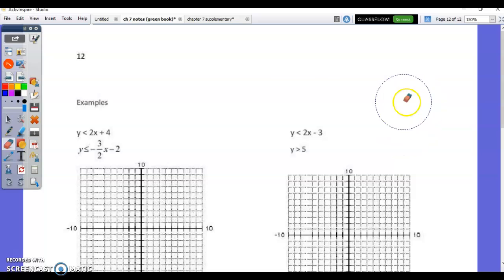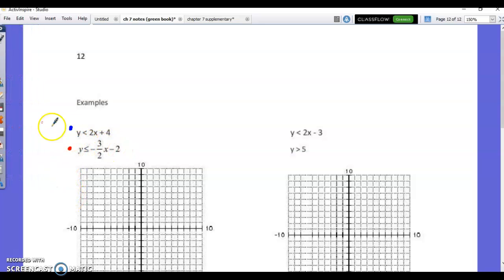So let's go ahead and go to this. Okay, these are already in slope-intercept form. What I like to do when you are working on these types of problems is use two different colors. If you have colored pencils, it makes it very easy to see. So I'm going to do this one in blue, and I'm going to do this one in red. I'm going to graph each line first.